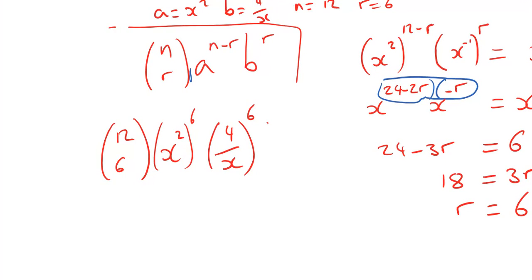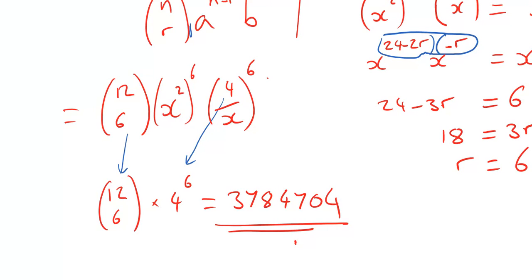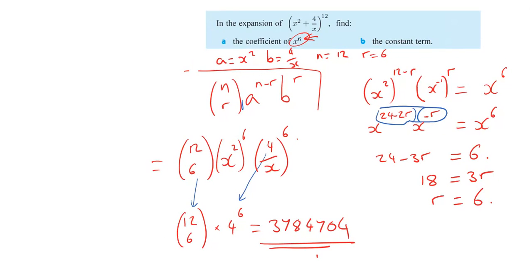So the coefficient part of this is the only thing that we're concerned about, and that's going to be 12C6 times 4 to the power of 6, and that 4 to the power of 6 is coming from there. If we work that out, we can do it on a calculator using the combinations button, and that comes out at 3784704. Check you get the same answer as me. And there it is. That is going to be the coefficient of x to the power of 6.